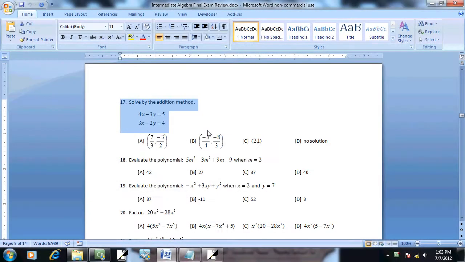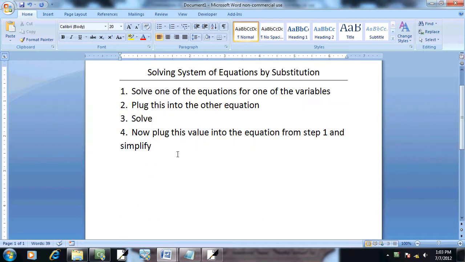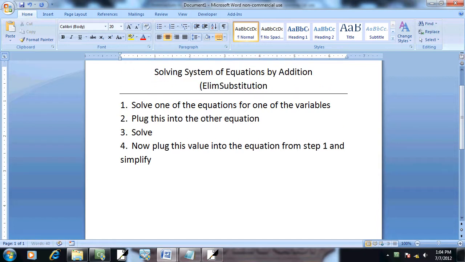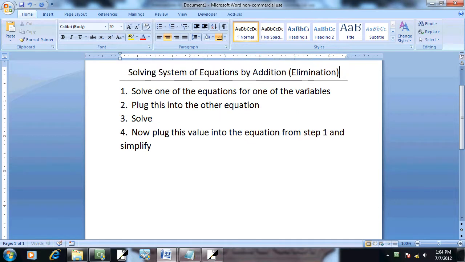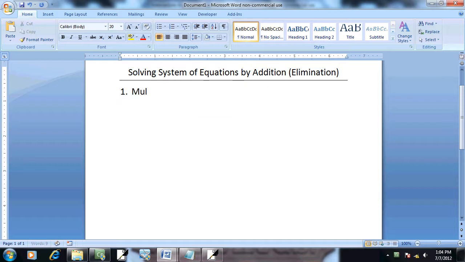Let's take a look at the addition method, which is problem number 17. Solve it by addition. Some books call this elimination. So it's just different books do different things in that regard. And going through our steps.